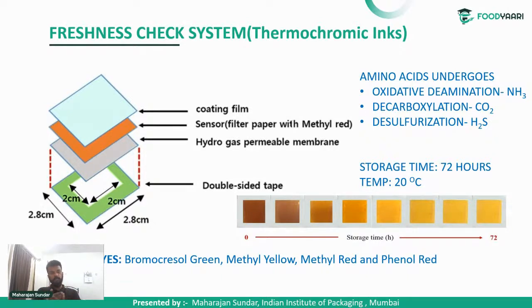It is a paper printed with methyl red, or it can be printed with bromocresol green, methyl yellow, methyl red, or a phenolic ring. What this ink will do: when these gases permeate through the bottom layer, they will pass through the filter paper coated with methyl red. By the reaction with the NH3, CO2 and H2S, the color tends to change, as mentioned here, from red to intermediate yellow to complete yellow.